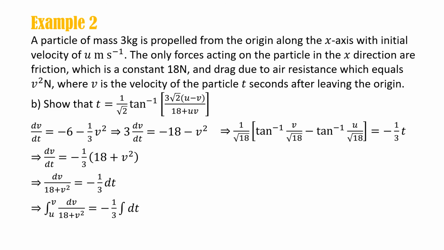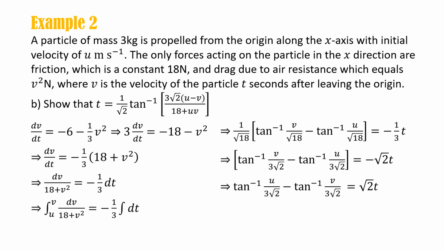The 1 on root 18 out the front is messy, so let's multiply both sides by root 18. Root 18 is also just root 9 times root 2, so that's 3 root 2. If I do 3 root 2 divided by 3, on the right-hand side I'm going to have just -root 2. So I've got a negative on the right-hand side. Let's get rid of the negative. If I multiply everything by a negative, on the left I'm going to have negative inverse tan of v on 3 root 2 plus the inverse tan of u on 3 root 2. So I'm going to switch those two around so that I've got u on 3 root 2 minus v on 3 root 2.